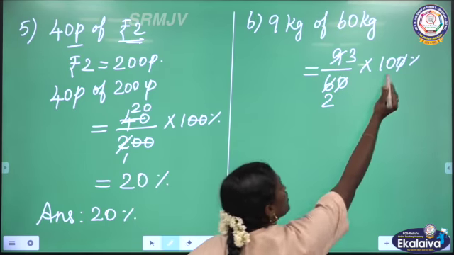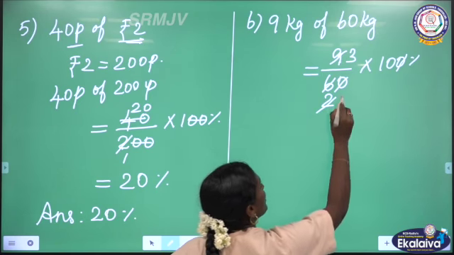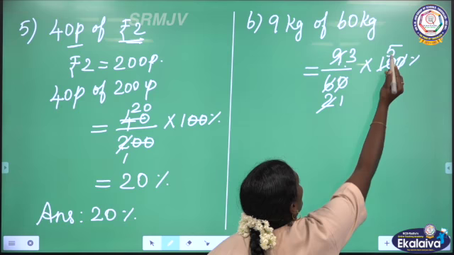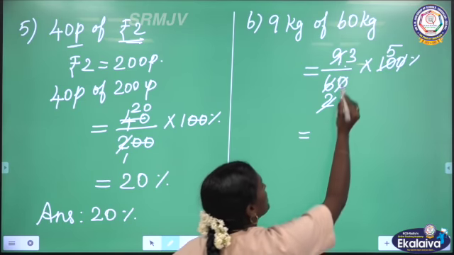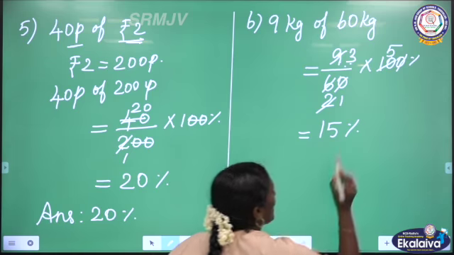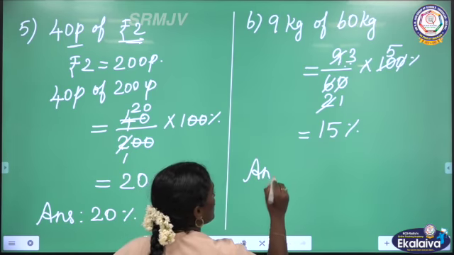Again we can reduce 2 and 10 in 2 table. In 2 table 1 time. In 2 table 5 times. Now we have to multiply the numerator numbers. 3 into 5 we will get 15. So the answer is 15 percentage.